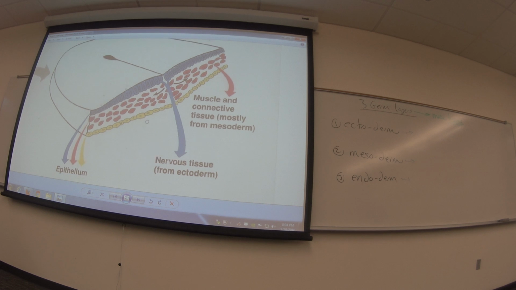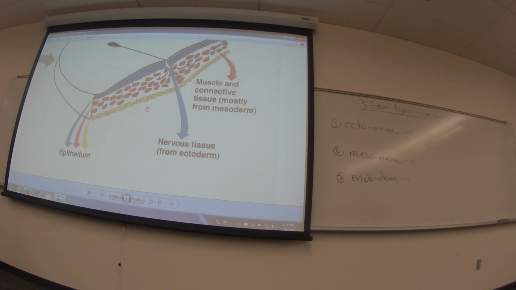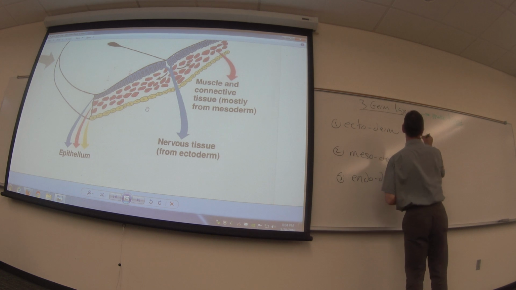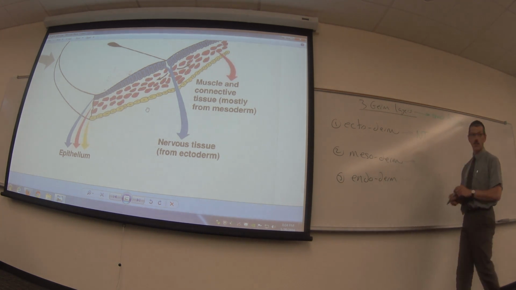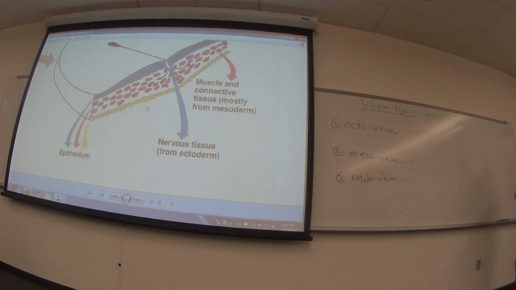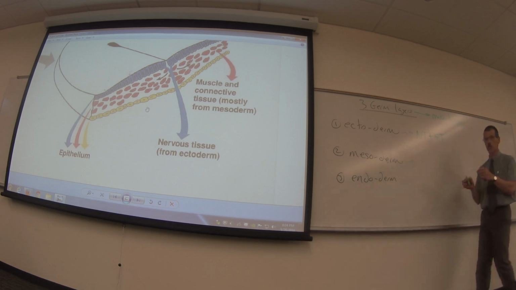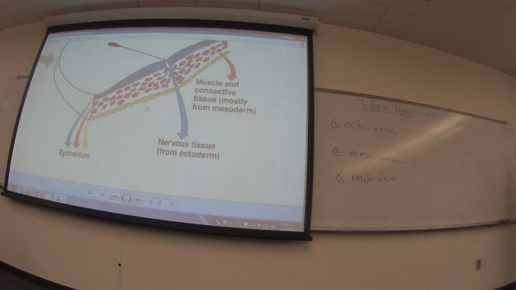Let's start with the ectoderm, which is blue. What tissues does ectoderm make? Nervous. Nervous tissue is one of them. If you go back to 231 and remember what nerves were, you got that. What other tissue does the blue one make? Epithelium. An epithelial tissue. A 231 word. So the ectoderm layer will make those 2 tissues. All right. Mesoderm. Look at the red one. What tissues does it make?